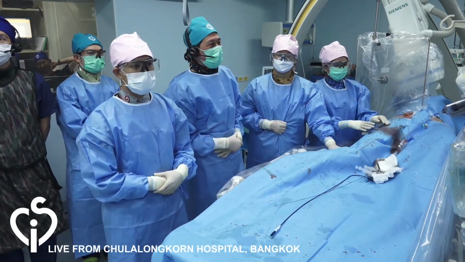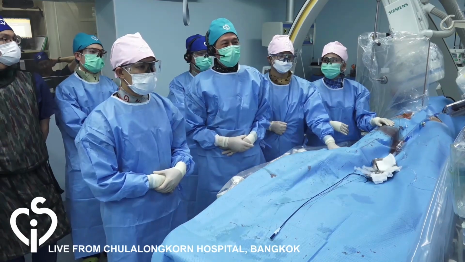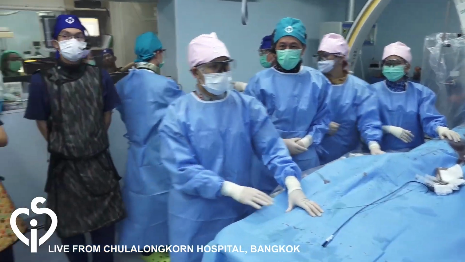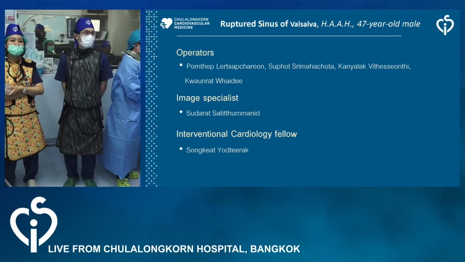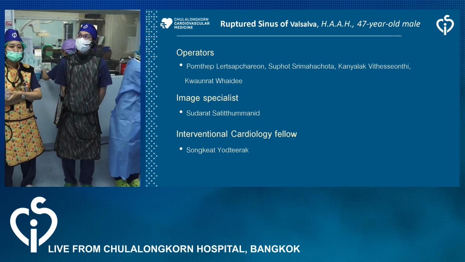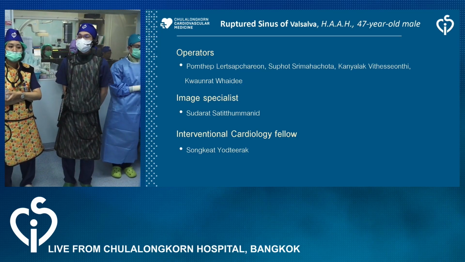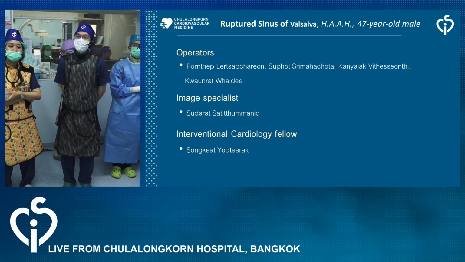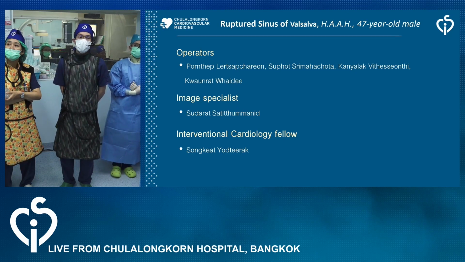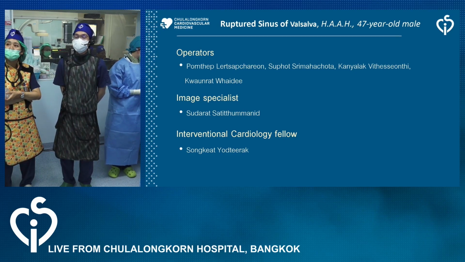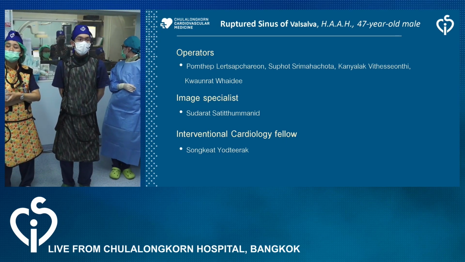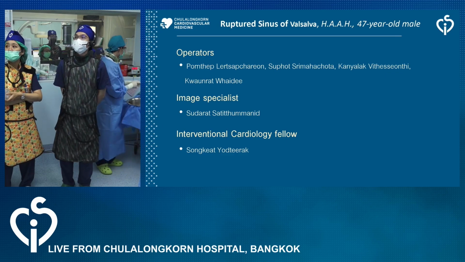So I will present you the case today. He is a 47 years old male. He presented with dyspnea on exertion for 1 week, and he had signs of congestive heart failure. The physical examination showed a continuous murmur at the right upper parasternal border.